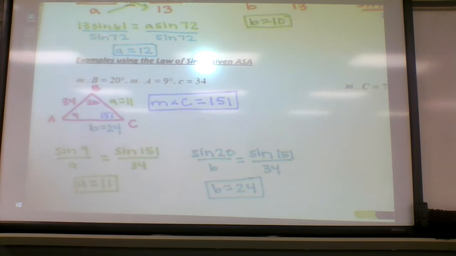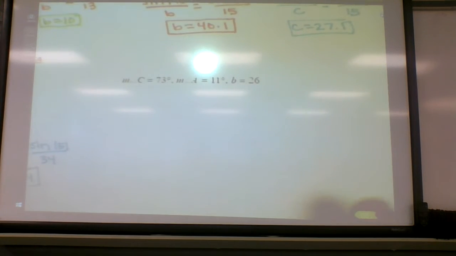All right, last but not least, I'm gonna have you try this one on your own before we get into the more complicated ones, all right? So give this one a go. Give it a shot, see what you come up with.